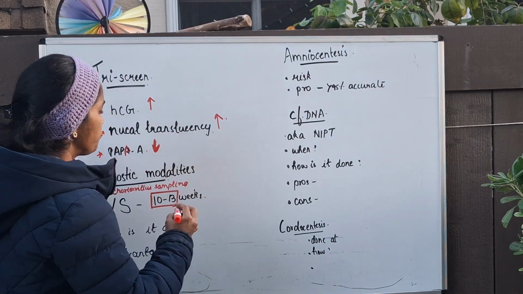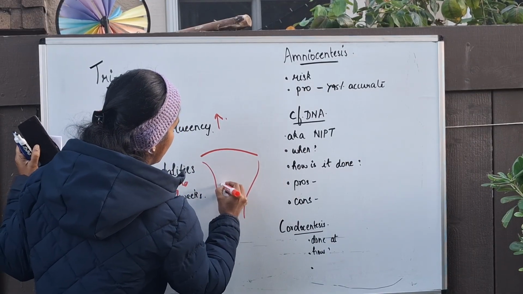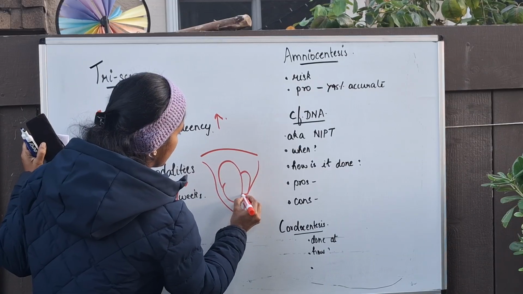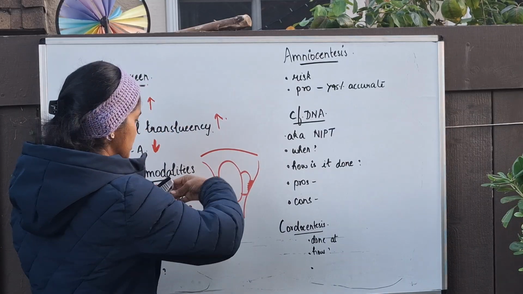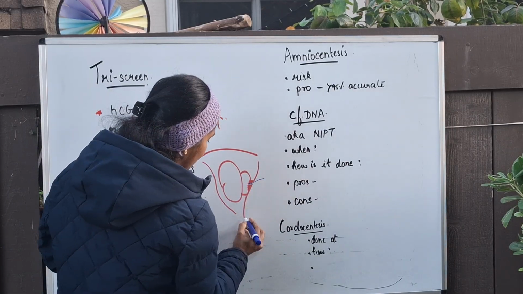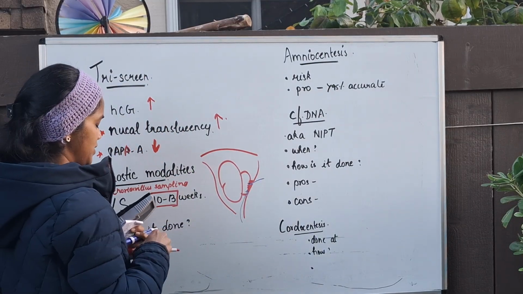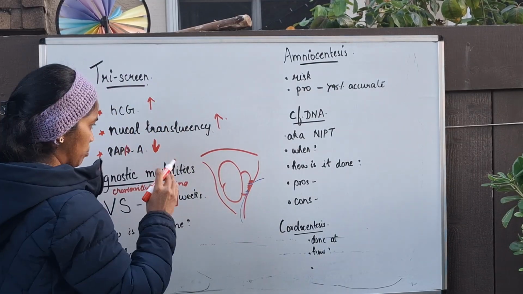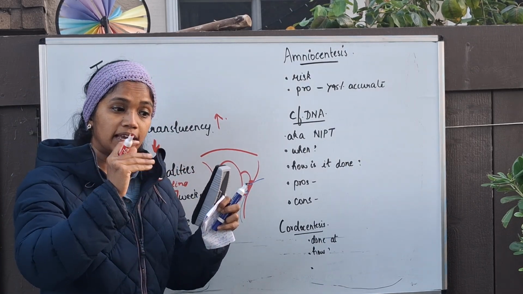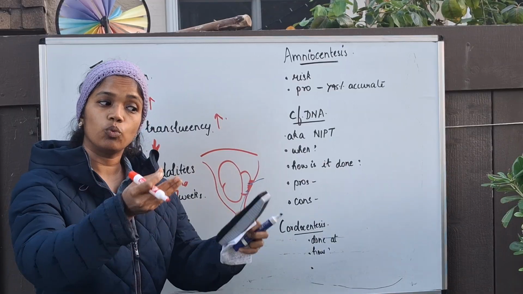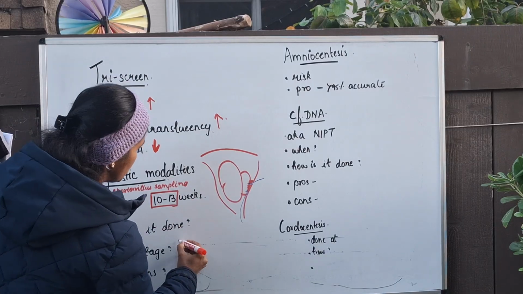So how is it done? Here we have the uterus, and here we have the fetus and the placenta and the chorionic villi. A needle can be inserted either transabdominally or transcervically, and a sample of the chorionic villi is removed and analyzed. So this is how chorionic villus sampling can be done. The chorionic villi will have the exact chromosomal makeup as the fetus. So therefore the sample will be very accurate. So that is the advantage.